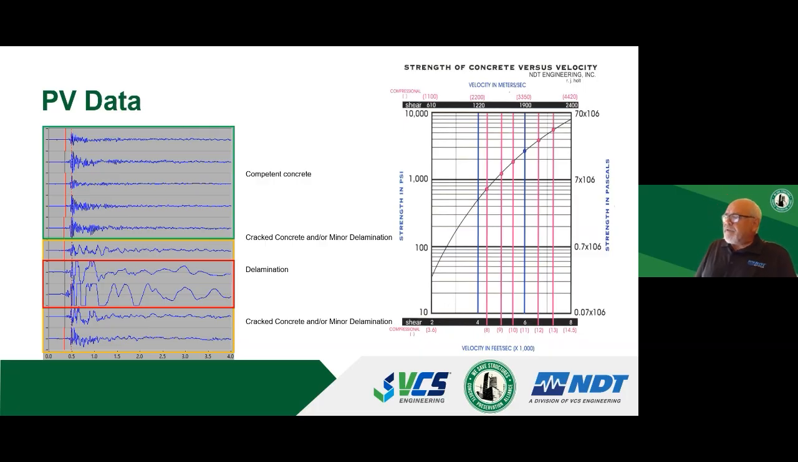On the right is a curve that we've developed to equate the velocity, compressional wave velocity and shear wave velocity, to compressive strength. And we generally have our values that are calculated within about 500 psi if there was to be a core that was extracted from the same area and broken in the lab according to ASTM C39 and C42. Our readings would be within about 500 psi.